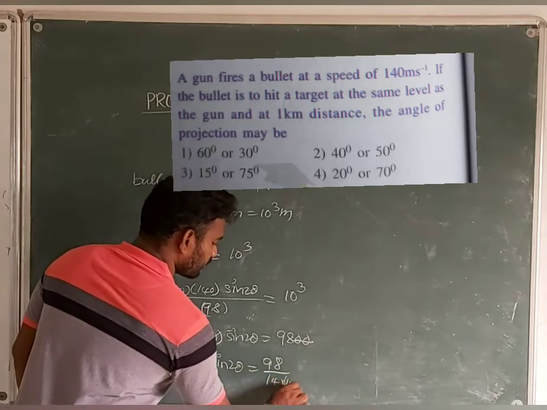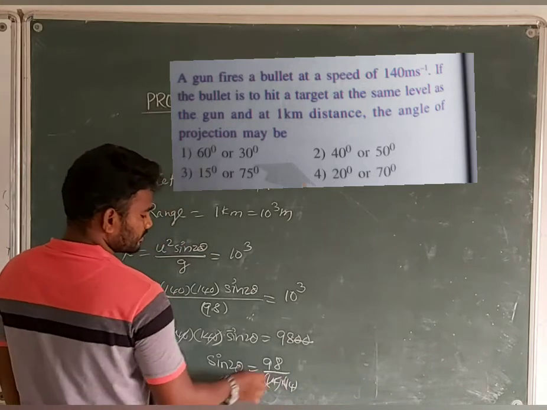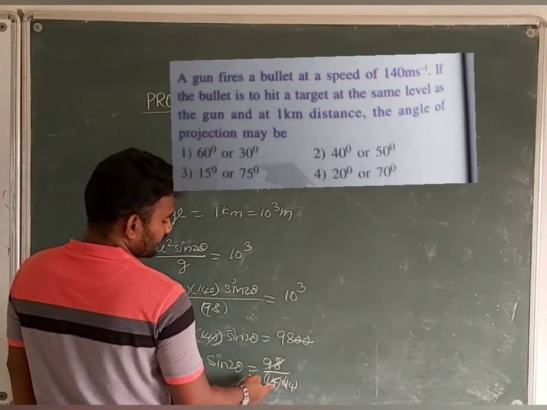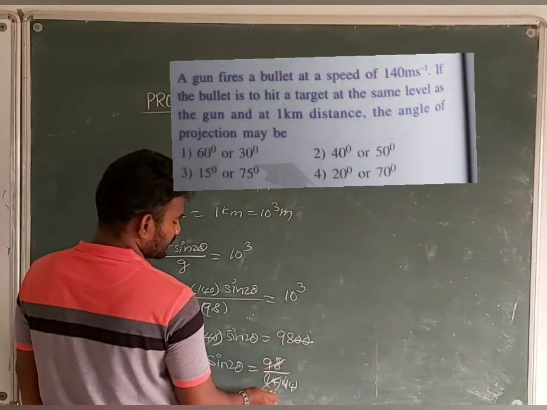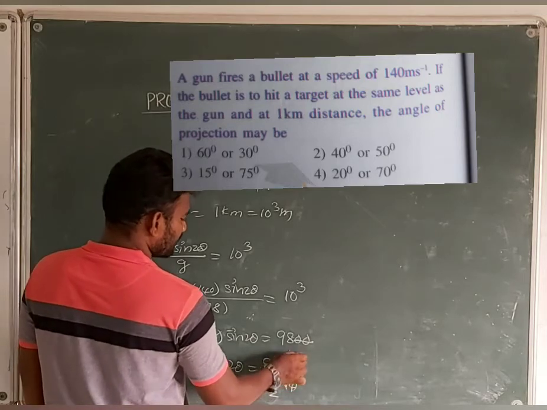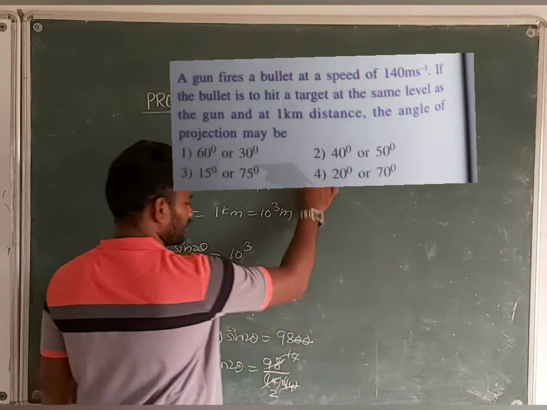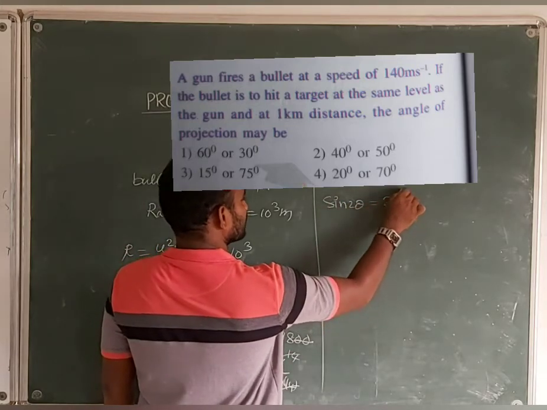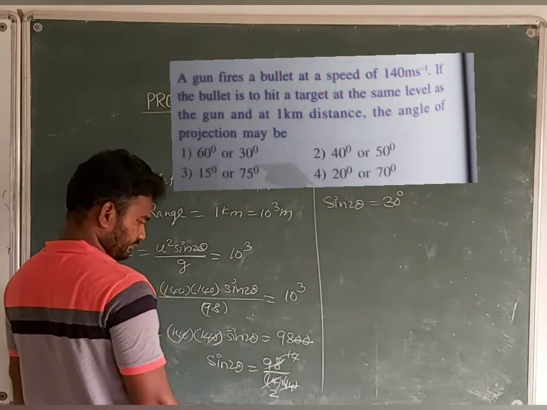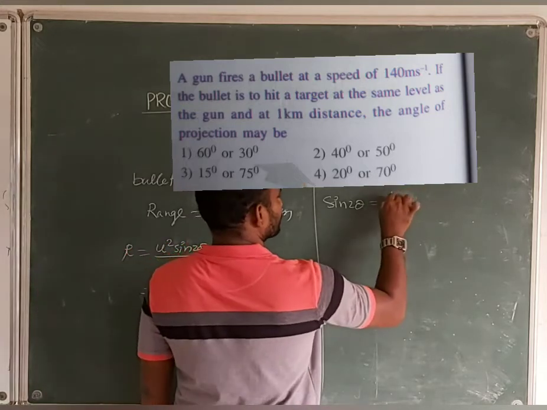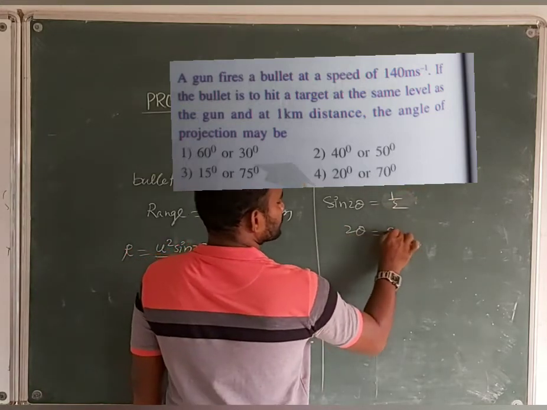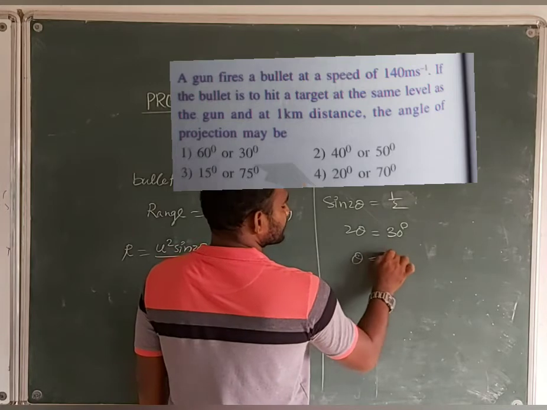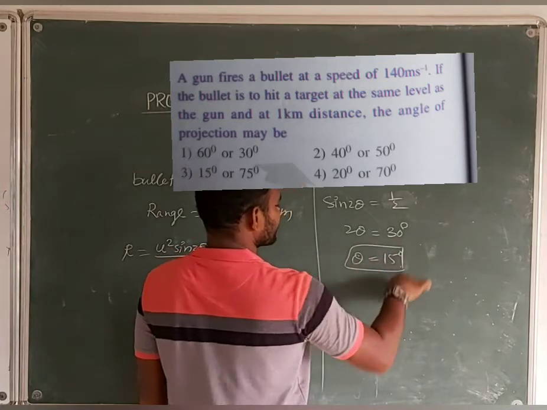14 into 14, students. 7 2s are 14, 7 1s are 7, 14 cancel. So now finally we get sine 2 theta is equal to 1 by 2. 2 theta is equal to 30 degree. Then theta is equal to 15 degrees is the answer.